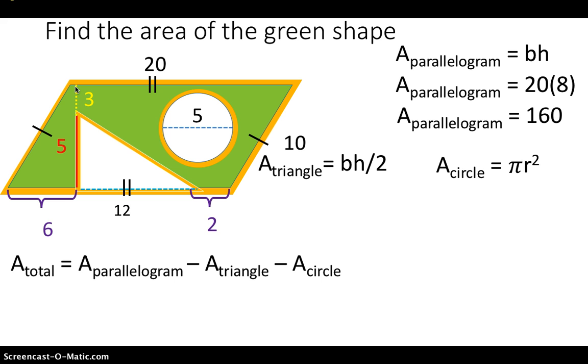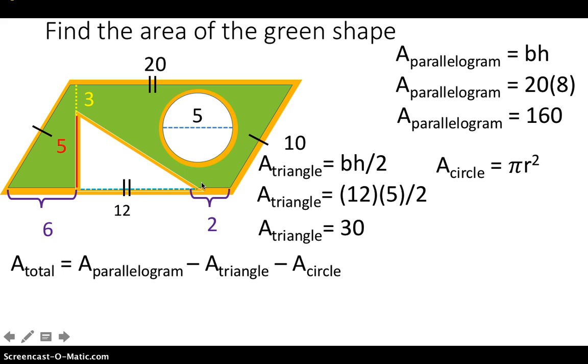Now I find the area of the triangle. I know that that side was 12 because the entire thing across was 20. We talked about that before. 2 plus 12 plus 6 is 20, so I know that that's that length. So base times height divided by 2 is now 12 times 5, and I get 30, because 12 times 5 is 60, divided by 2 is 30.